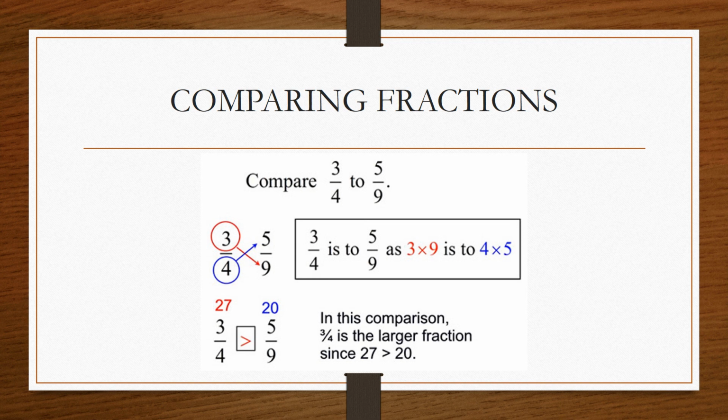side denominator. So if you multiply, then see 3 into 9, 3 nines are 27, and 5 into 4, 5 fours are 20. Now you can see the left side is 27, the right side is 20. Obviously 27 is greater than 20. So 3 by 4 will be greater than 5 by 9.